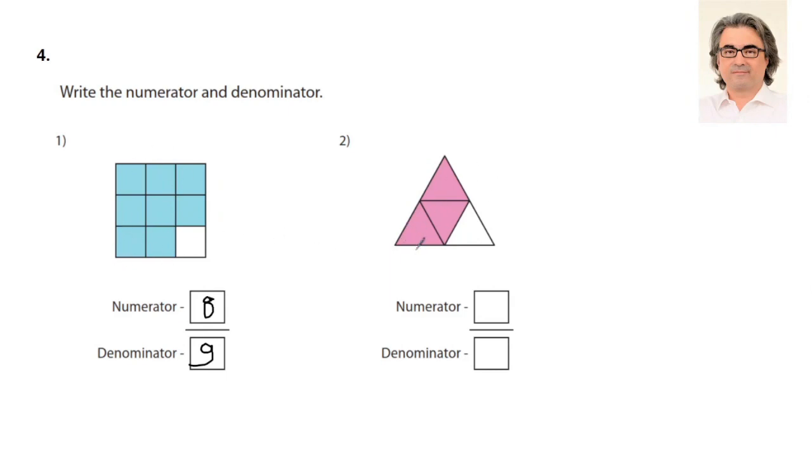What about this? 1, 2, 3, and 4. I have 4 equal pieces of the whole. So I should write here 4. The denominator is 4. What about the number of shaded regions? 1, 2, 3. So 3 is the numerator of this fraction. 3 over 4 is our fraction for the second shape or model.